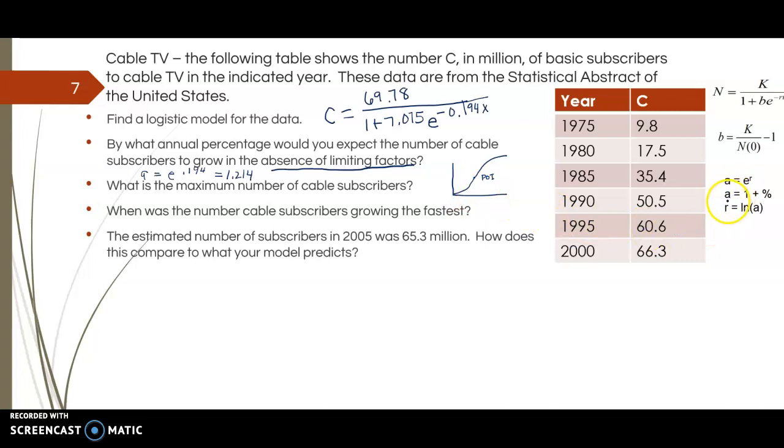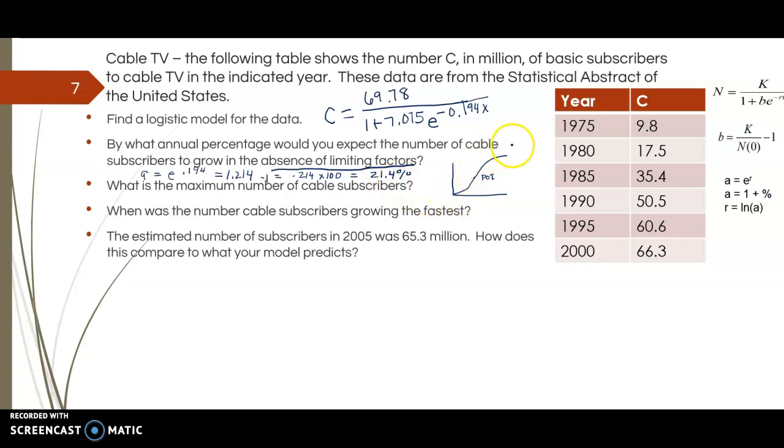A is a combination of 1 and the percent. So if I subtract 1, I have 0.214. Multiply that by 100 to change it from decimal to percent, and so I have 21.4%. So if there was no limit on the world population, nobody had financial constraints, there were no other services around, cable subscribers would go up each year by 21.4%. And that's what happens at the beginning.